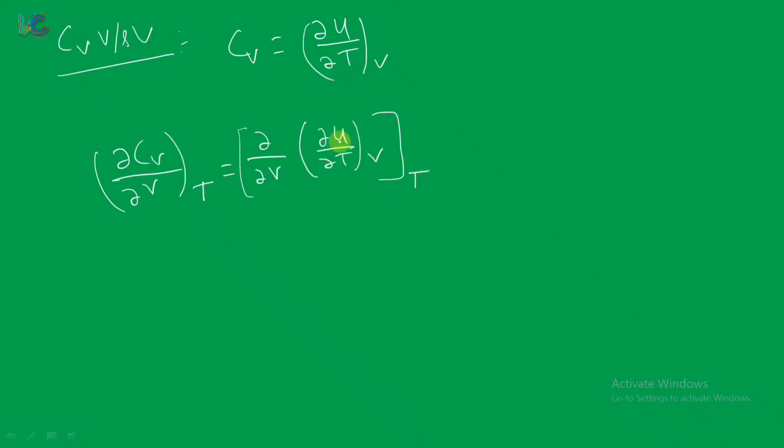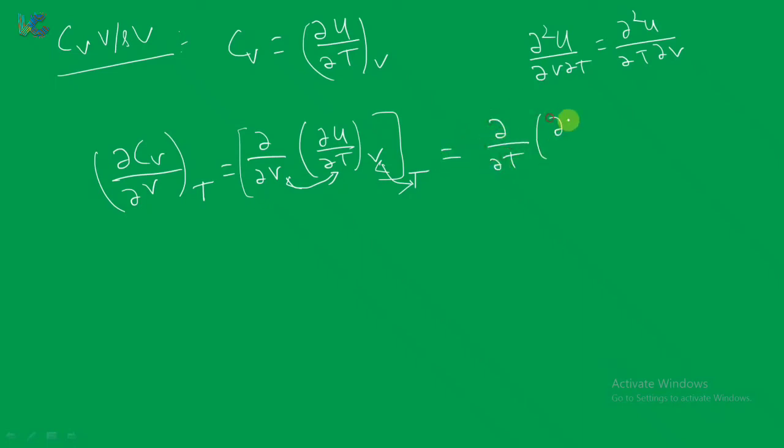Now you know U is a state function. As U is a state function, from Euler theorem you can write ∂²U/∂V∂T is equal to ∂²U/∂T∂V. That means if you interchange V and T, and also interchange the constants, the value will not change. So you can write this as equal to ∂/∂T of (∂U/∂V at constant T) at constant V.